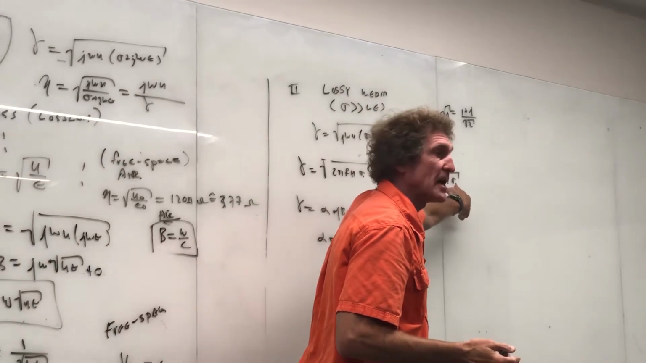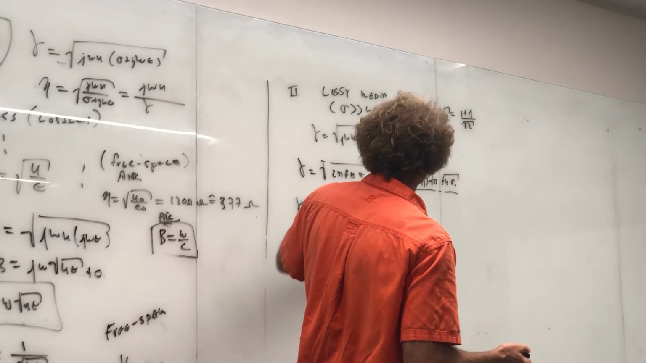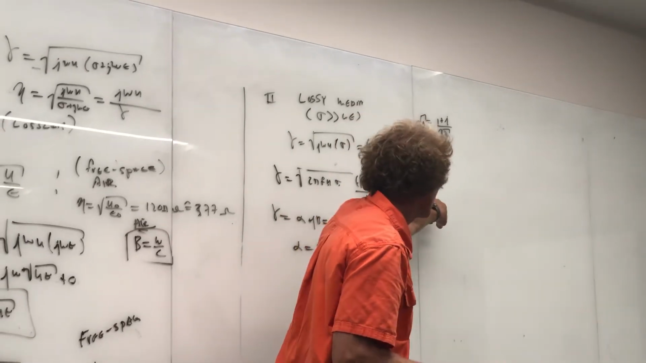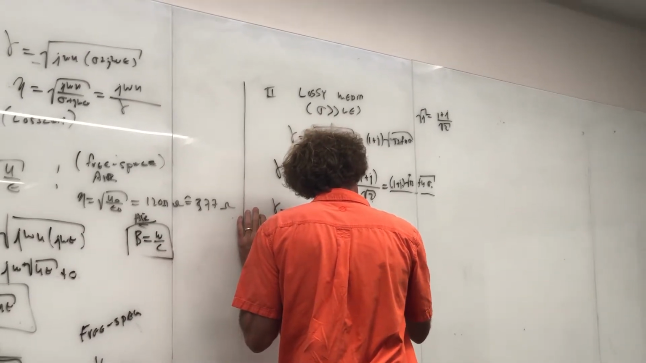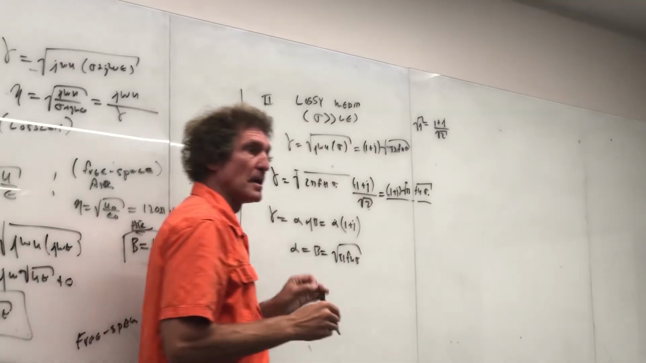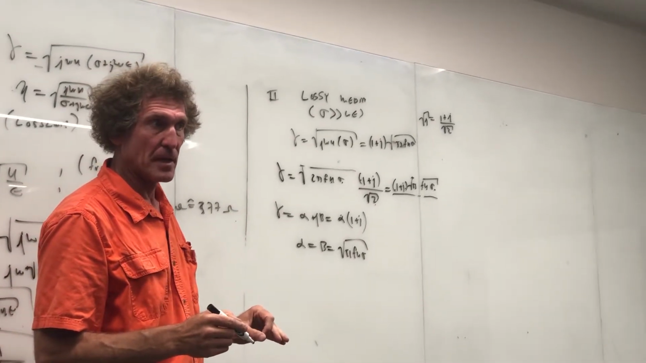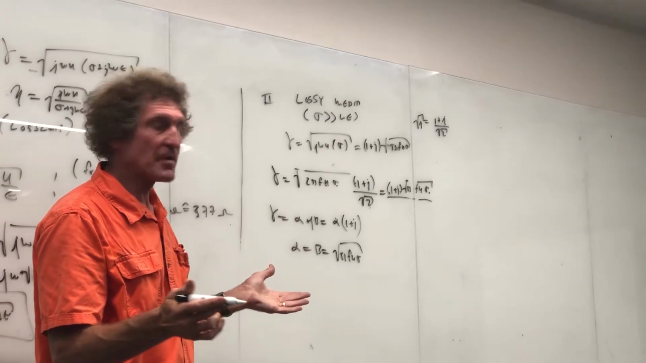This means this has to be alpha and beta, because gamma is equal to alpha plus j beta, right? So this is, in fact, equal to the square root of pi f mu sigma. Let me do it that way. Now that's a very lossy medium, all right? Now when it's in between, it's not very lossy.